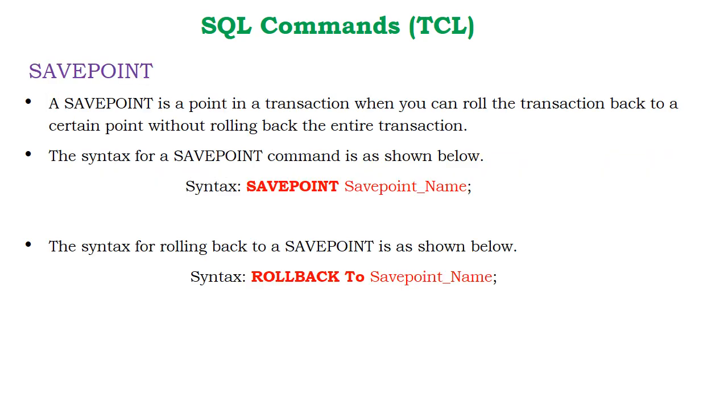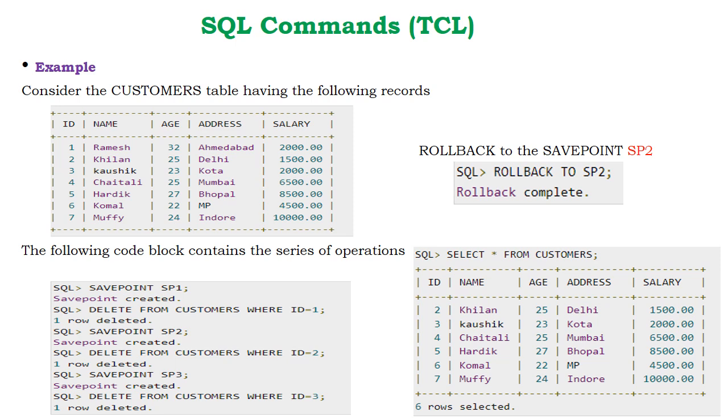A savepoint is a point in the transaction to which you can roll the transaction back, without rolling back the entire transaction. For example, savepoint followed by the savepoint name. If you want to roll back, you have to mention rollback to the particular savepoint name. For example, consider the customer table. In the customer table, there are the ID column, name column, age column, address column, and the salary column, along with the records. Here we will write a series of operations.